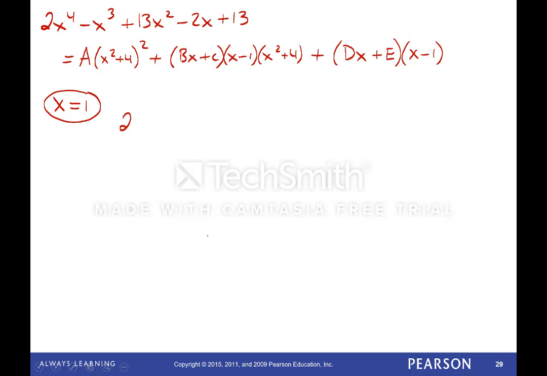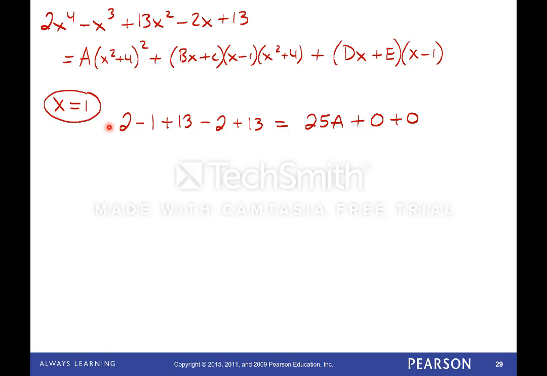As I plug 1 into the numerator here, 1 to the 4th power is 1 times 2 is 2. 1 to the 3rd power is 1 with a minus in front. 1 squared is 1, plus 13. 1 times negative 2 is a minus 2, and then I've got a 13 as the loner on that side. And as I plug 1 into here, 1 times 1 is 1, 1 plus 4 is 5, and I square that, so 5 becomes 25a. Notice if I put a 1 in here, 1 minus 1 is 0, so all this becomes 0. And over here, 1 minus 1 is 0, that also becomes 0.